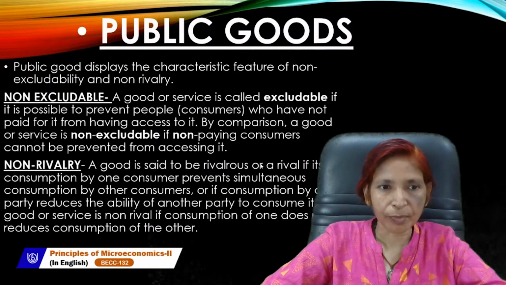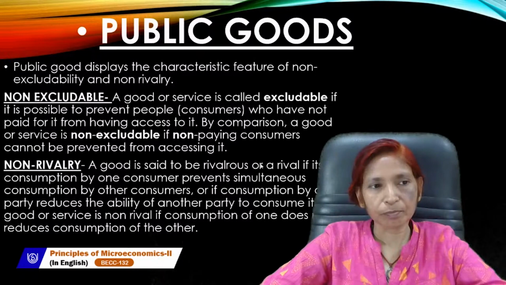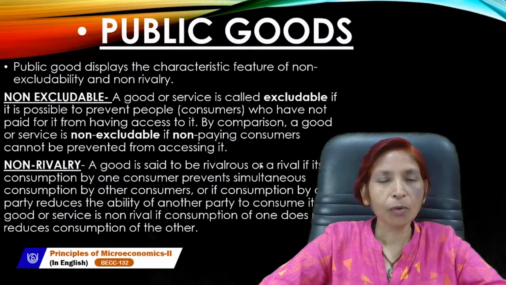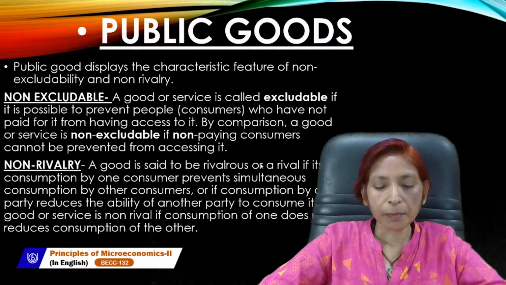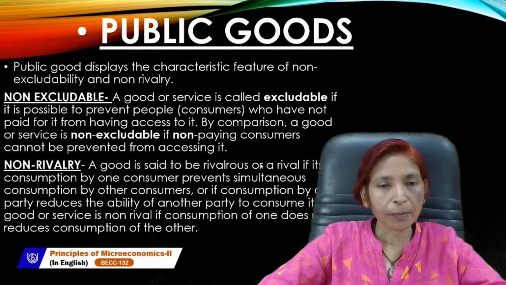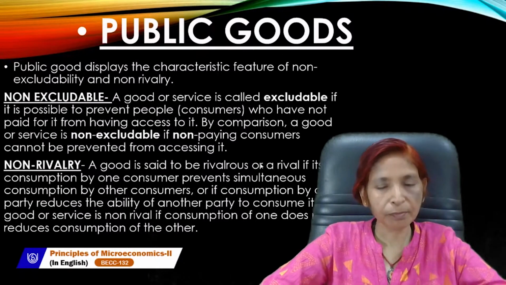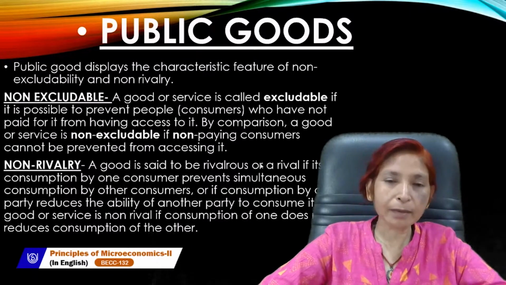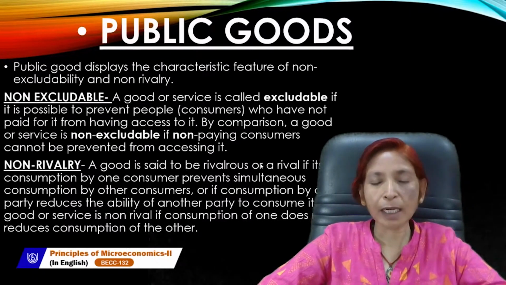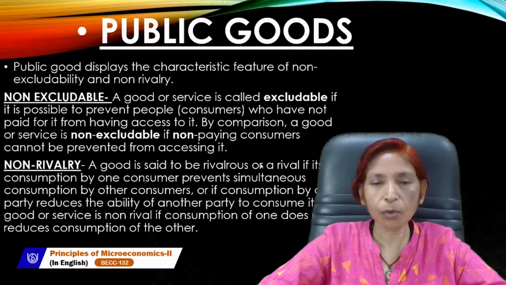A good or service is called excludable if it is possible to prevent people or consumers who have not paid for it from using it. As you know, if a person is paying a price for that commodity, then that type of good is called a private good. Because if only the person who is paying can use or consume that good, then it will be called an excludable good.